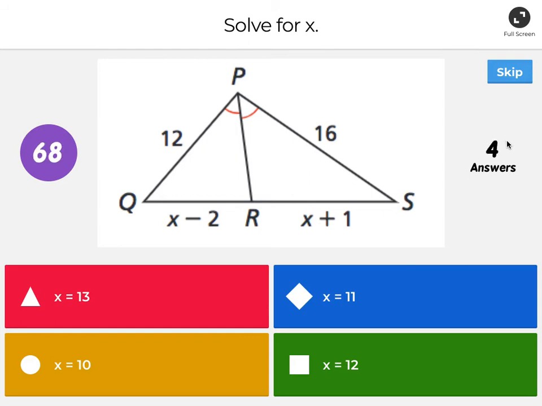They're similar. So it'd be x plus 1 over x minus 2 equals 16 over 12. You guys see this? Right over left equals right over left. I cross multiply, I get 12 times x plus 1 equals 16 times x minus 2, which ends up with x being 11. X equals 11. Alright, you guys have to start your quiz.